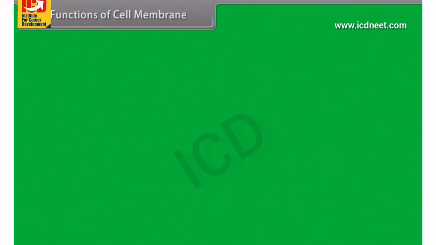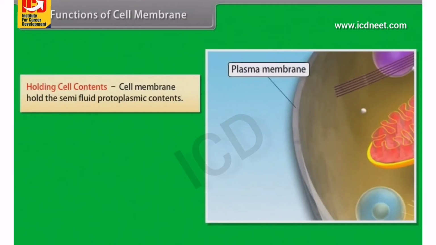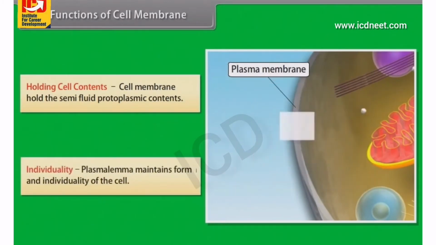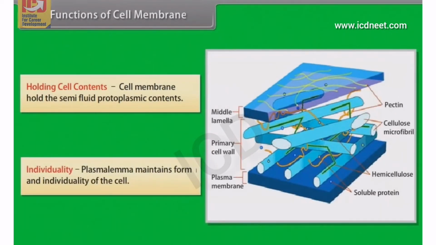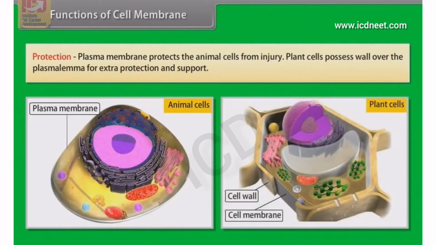Functions of cell membrane. Holding cell contents. The cell membrane holds the semi-fluid protoplasmic contents. Individuality. Plasmalemma maintains form and individuality of the cell. Protection. Plasma membrane protects the animal cells from injury. Plant cells possess a wall over the plasmalemma for extra protection and support.